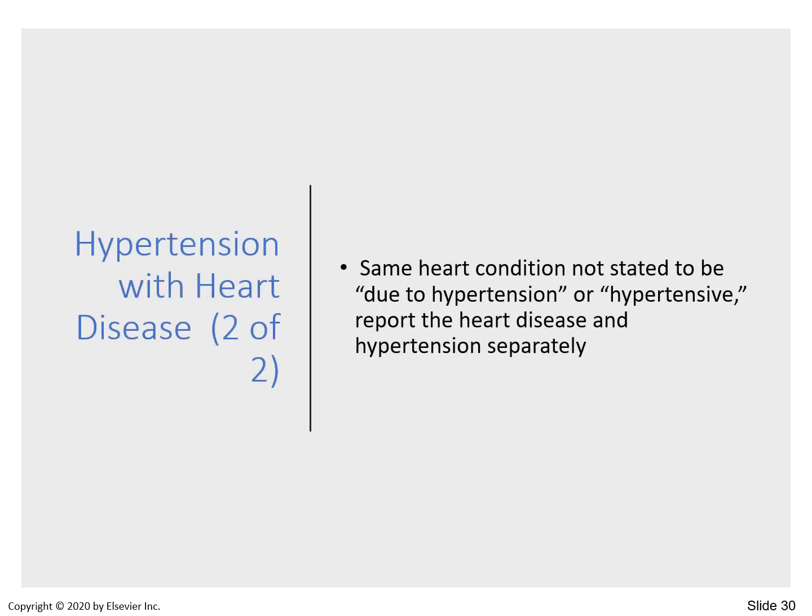Hypertension with heart disease, the same heart condition is not stated to be due to hypertension or hypertensive. Report the heart disease and the hypertension separately. So whenever you see the words due to or with, that is going to be one code, but if it's not stated as due to or with or in, then you will need 2 codes.